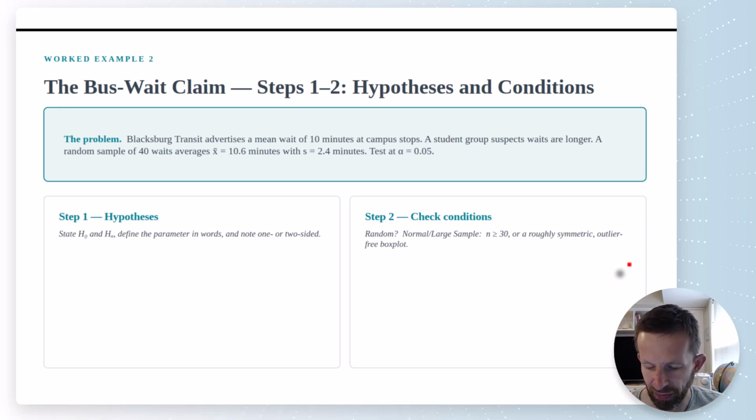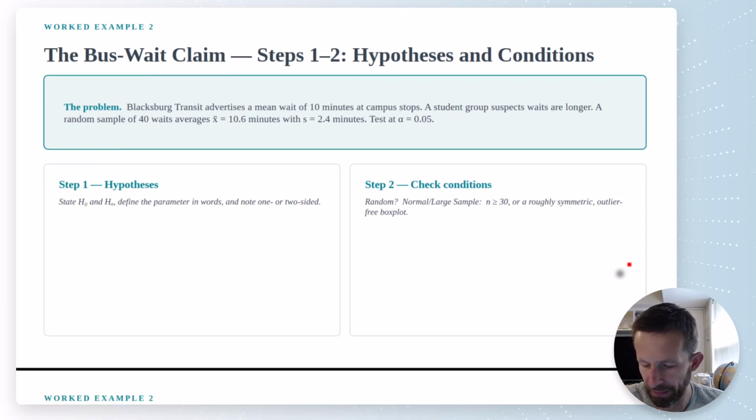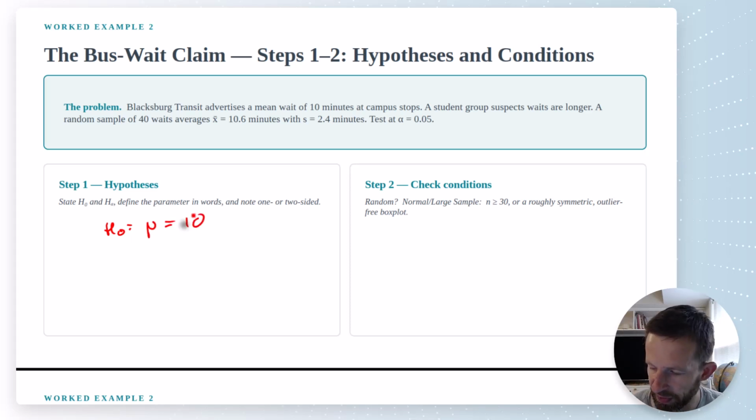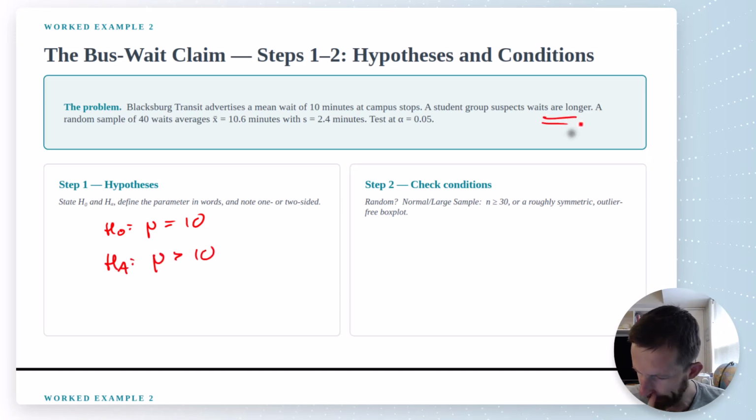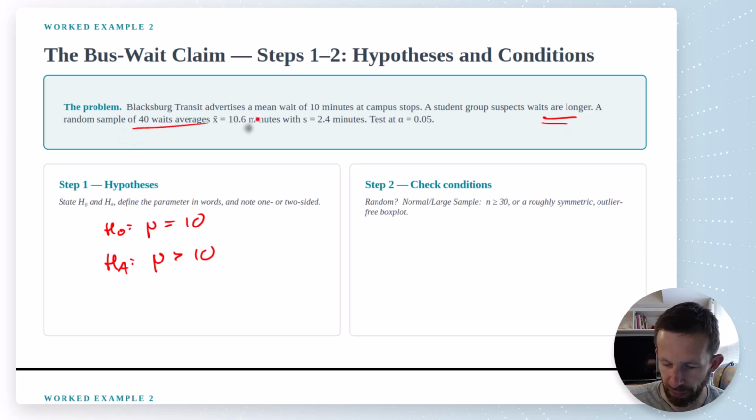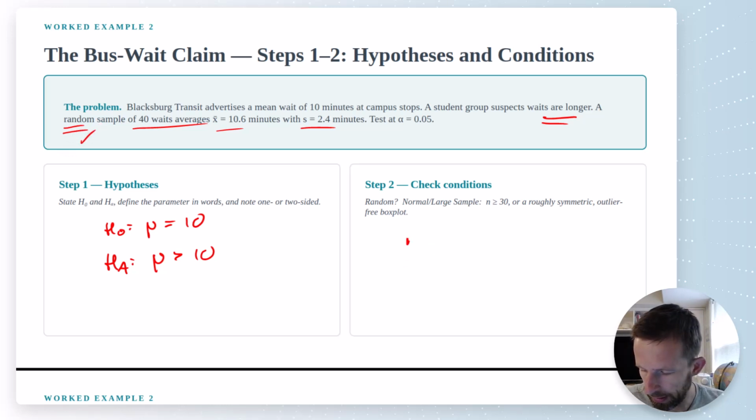The problem: Bloxburg Transit advertises a mean wait time of 10 minutes. A student group suspects that the wait times are longer than 10 minutes. We have a random sample of 40 students with an average of 10.6 minutes and a standard deviation of 2.4 minutes. All right, so we have a random sample, check.